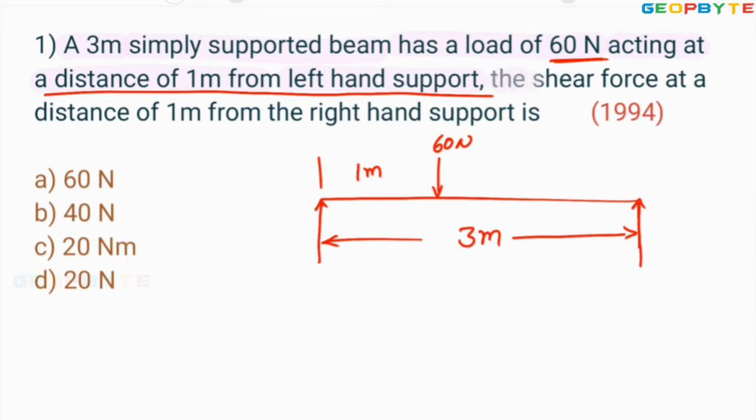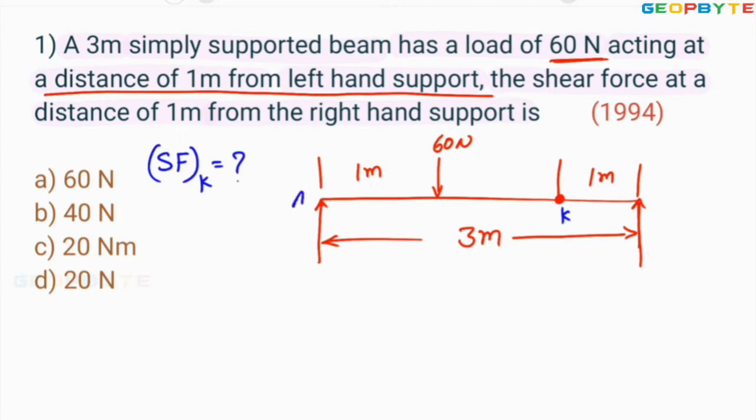Okay. The shear force at a distance of 1 meter from the right hand support. Let me look at the point on the beam at a distance of 1 meter from the right support. So this may be the point where you are asked to find the shear force. Let that point be K. Indirectly, you are asked to find the shear force at K. That is the problem.